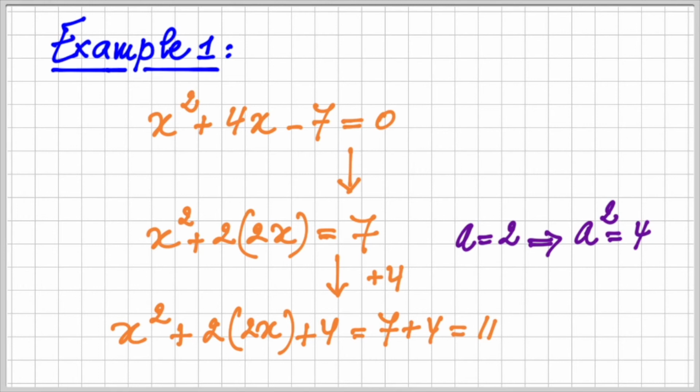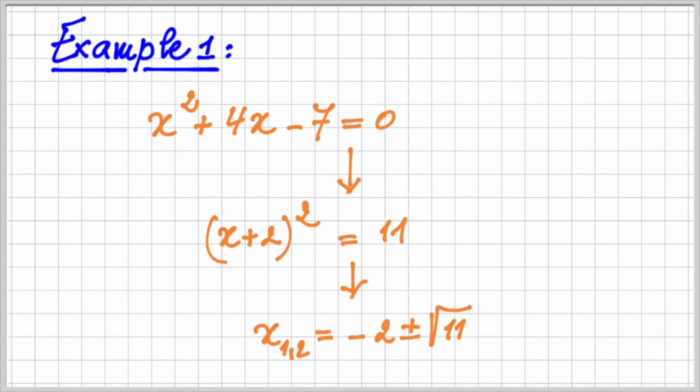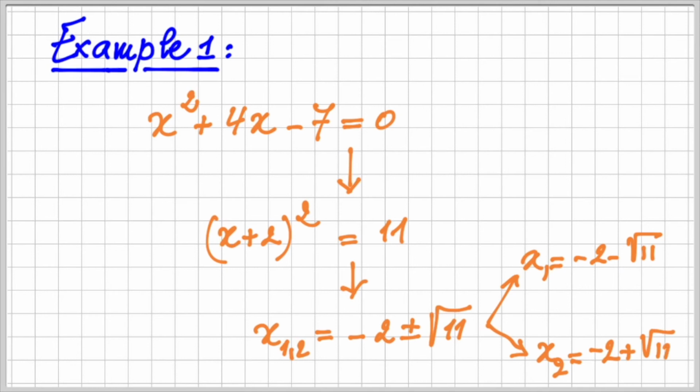And now we can find the roots of this quadratic equation, because we have the complete square x plus 2 to the square is equal to 11. And we take the square root, so we find x1 and x2. x1 and 2 is equal to minus 2 plus minus square root of 11. We find x1, the smallest root, minus 2 minus square root of 11. And x2, the highest root, is minus 2 plus square root of 11. And we see that in this example, we have 2 real roots.